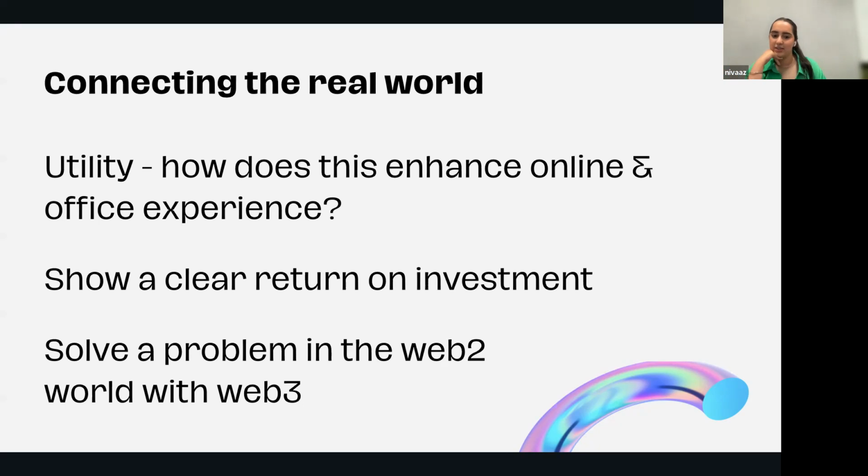And then make sure that you're solving a real problem in the Web2 space with Web3. I think that makes a lot of sense. Obviously you can solve a Web3 problem using Web3 as well. It's just a more niche thing, and probably something I can't speak to as well as solving something in Web2 with Web3. That tends to be the hottest solution right now.